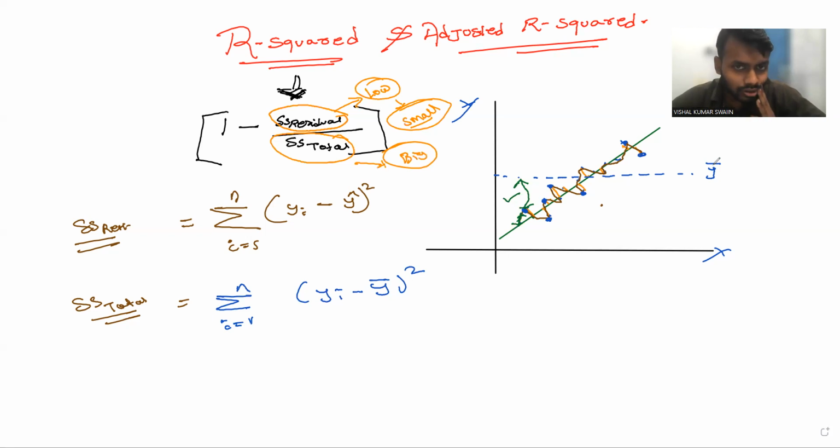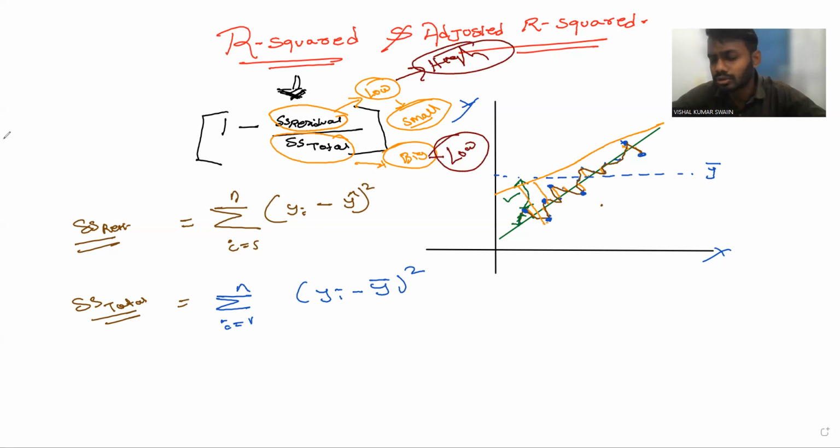But the point is, if the best fit line is like this, assume the line is like this, it means the difference is very, very high. In some cases this part is very, very high and this part is very, very low. So here the model is not good.